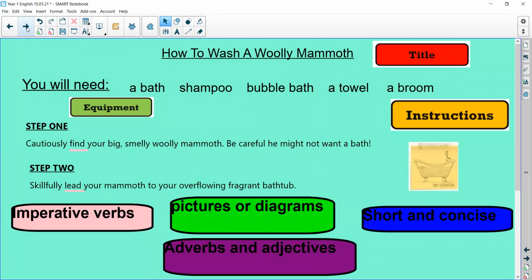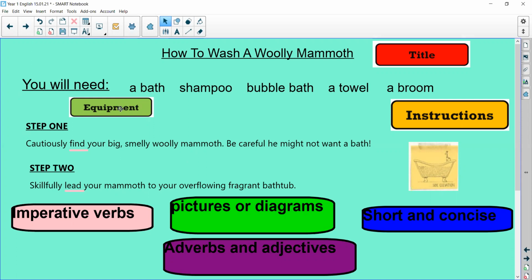So I've started by thinking about the instructional features that I will need. So you can see at the top, I have to have a title. How to wash a woolly mammoth. I have a list of the equipment that you will need, and I've included a bath, shampoo, bubble bath, a towel, and a broom. I have then started writing my instructions, and I've used numbers.